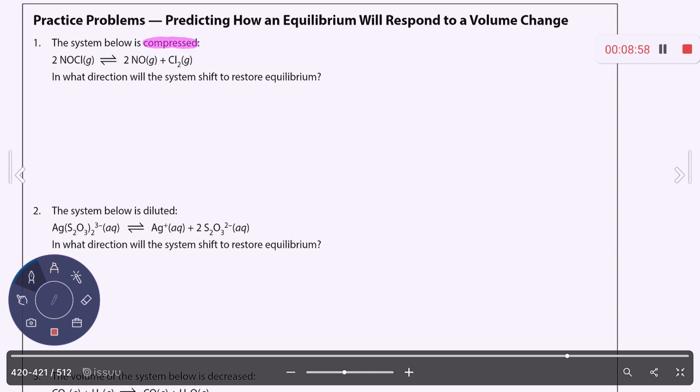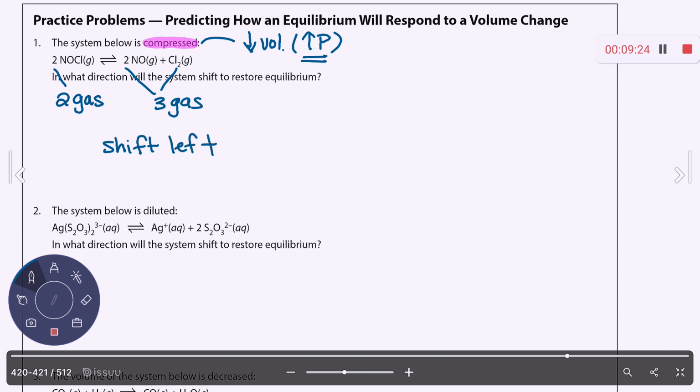Okay, when you compress something, are you increasing or decreasing volume? Okay, so that means the pressure went up. All right, so if you take a look at the particles, you have 2 gases on the left, and you have 3 gases on the right. So if we're trying to relieve this extra pressure, we would need to shift to the side with less. So you want to shift left. Okay, because that will bring the pressure down. Does that make sense?